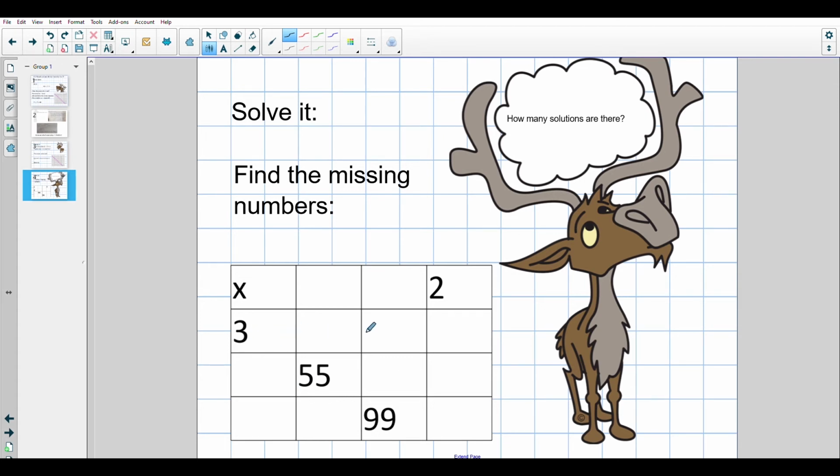3 multiplied by 2, well, we know that equals 6 straight away. This box here multiplied by this box here will give you this answer. This box here multiplied by this box will give you this answer. Now, you know 55. Well, let's look at the 11 times table. You know 11 times 5. 11 multiplied by 5 equals 55. So that one's done straight away.